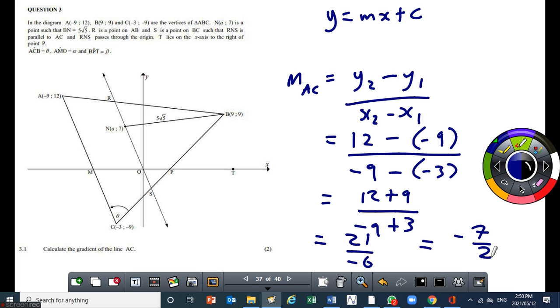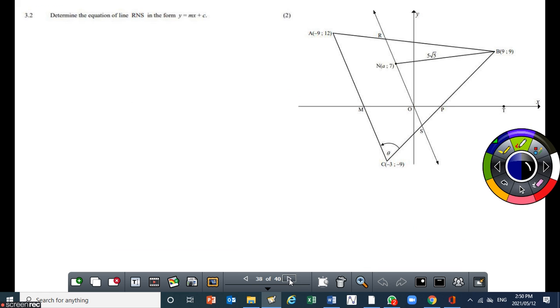The mark allocation can be: using the gradient formula and the substitution, 1 mark, the final answer, 1 mark. So that step that you're talking about helps to get the answer, but it is not allocated a mark. So this is the first part, and this is actually a grade 9 and 10 question. And the next one: determine the equation of the line RNS.